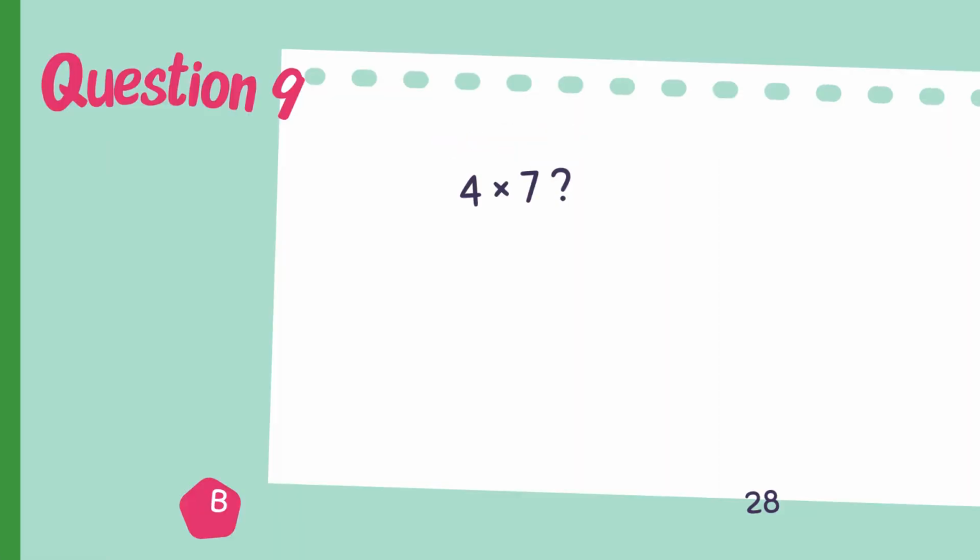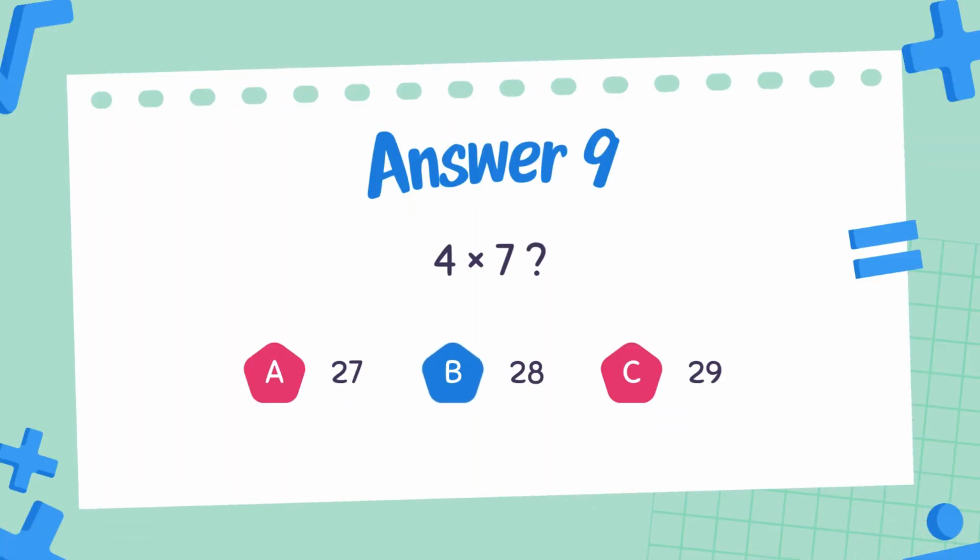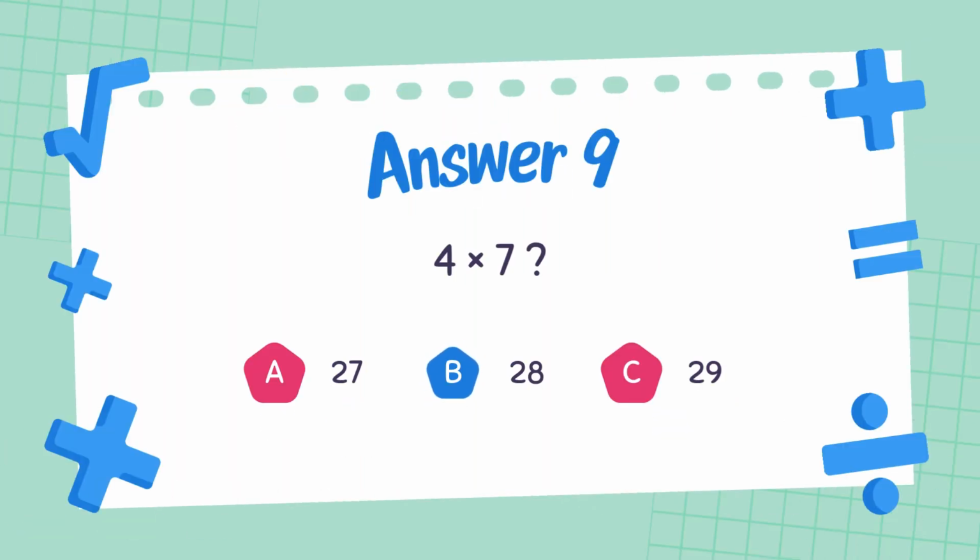Nice job. Question 9. What is 4 times 7? Is it A, 27, B, 28, or C, 29? The answer is B, 28.